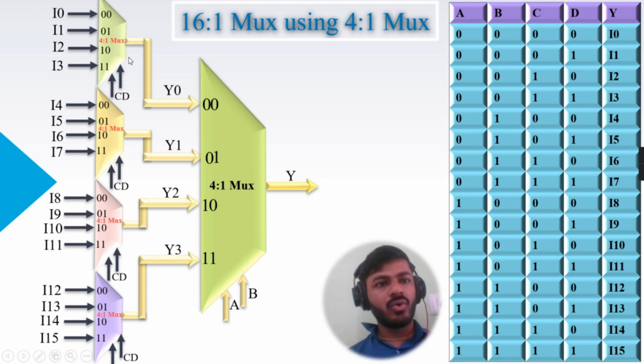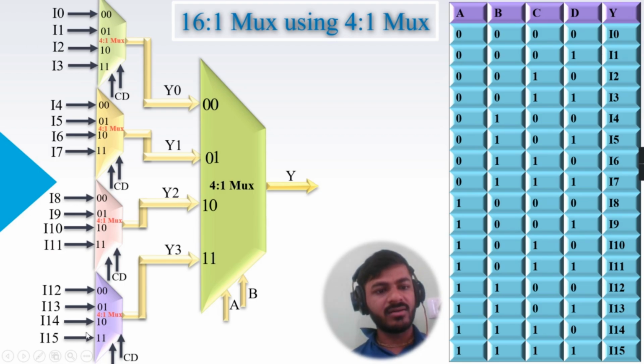As we already know the functionality of a 4 is to 1 mux, which has four inputs and two select lines, based on the select lines the inputs will be routed to the output. Okay, now let's understand. You can see here C and D are the common select lines for all four 4 is to 1 muxes. So if C and D are 0 0, from the first 4 is to 1 mux, I0 will be routed to Y0. From the second 4 is to 1 mux, I4 will be routed to Y1. From the third 4 is to 1 mux, I8 will be routed to Y2.